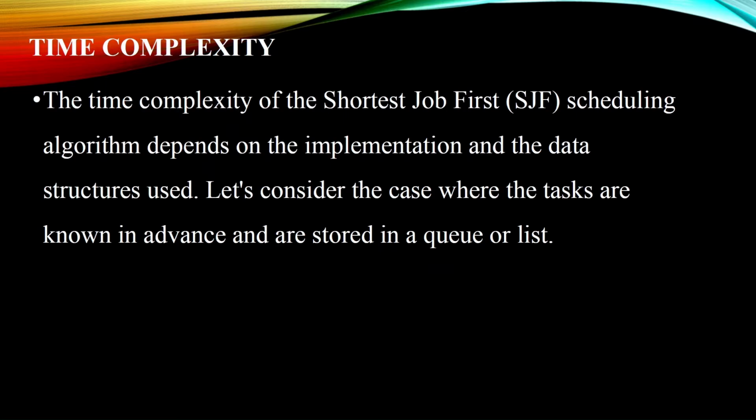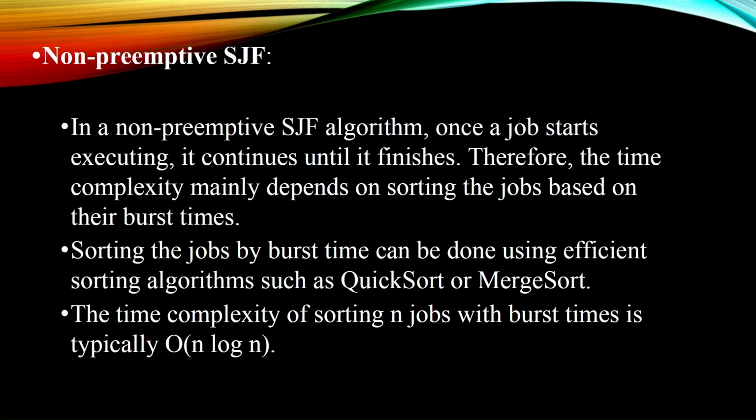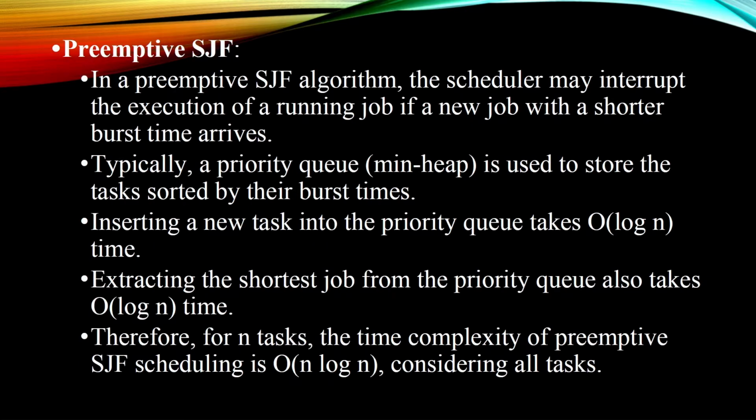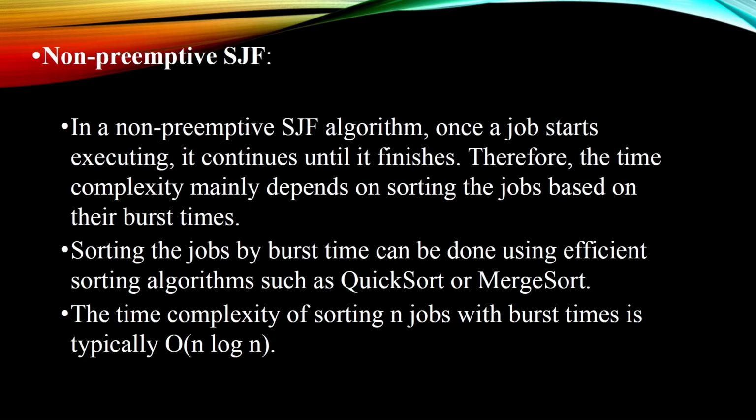So let us look at the time complexity. The time complexity of the shortest job first scheduling algorithm depends on the implementation and the data structures used. So it may be a queue or a list. So there are two types of SJF. One is non-preemptive, the other is preemptive. So non-preemptive SJF: in a non-preemptive SJF algorithm, once a job starts executing, it continues until it finishes.